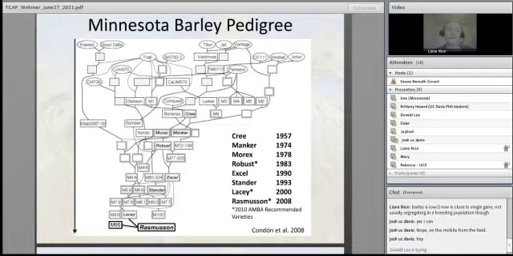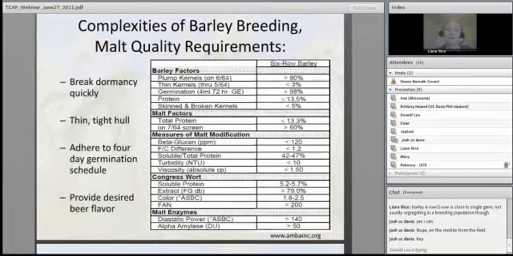So to add on to this, since this was published, there is a new release from the program called Rasmussen, and that is going to be important as it's one of my parents that I'll discuss later.